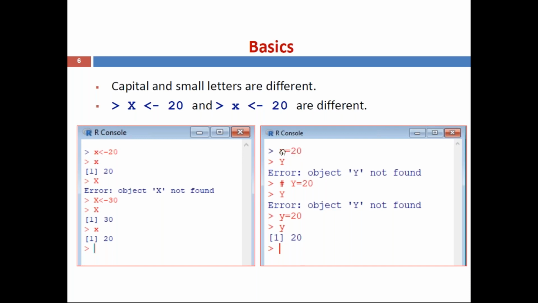Similarly, here you stored capital X equal to 20, then you called y. Here, y object not found, as it was not defined earlier. Then here hash y equal to 20. Again you can call y. That means it is a comment, so here you won't get anything. If you assign y equal to 20, then call y, it shows that 20 is stored in y.